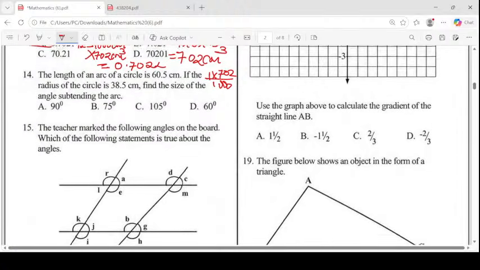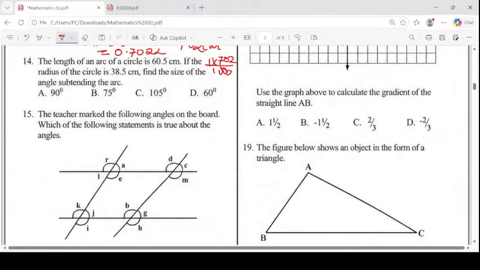Question number 14. The length of an arc of a circle is 60.5 centimeters. If the radius of the circle is 8.5, find the size of the angle subtended. How do you get the length of an arc? Length of an arc is given by theta over 360 times 2 pi r.